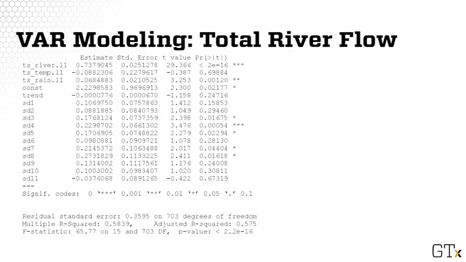This is the output from the VAR model for modeling the river flow time series. The first three rows in the output matrix of the estimates are for the coefficients for the lag t-1 time series. The next coefficients are for the constant and for the trend. And the last 11 coefficients are for modeling seasonality.